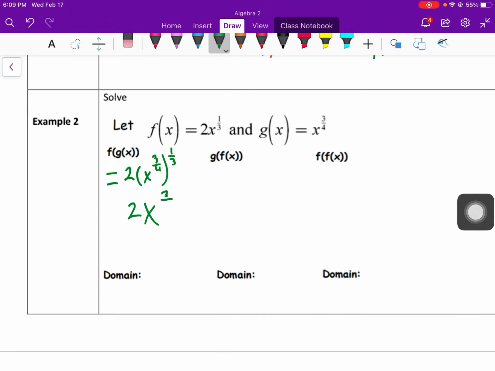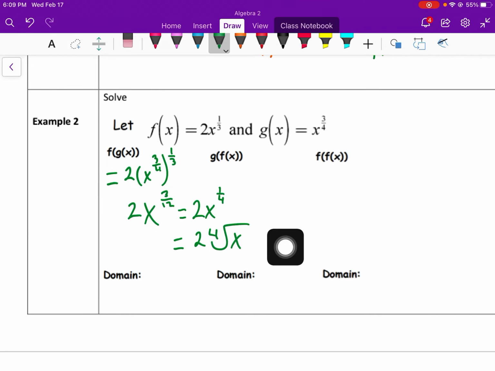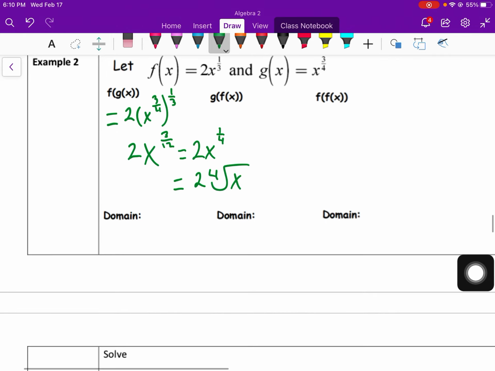So that becomes 3/12 for our exponent, and we can simplify that to 2x to the 1/4, because 3/12 reduces to 1/4. And we can rewrite that in our radical form. So 2 times the 4th root of x. Now we will have a restriction. So to be clear, when we have an even index, just like we went over last week in class, we cannot have a negative radicand, because then that will be imaginary and not real.